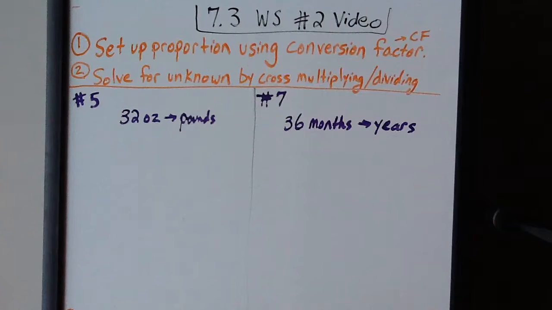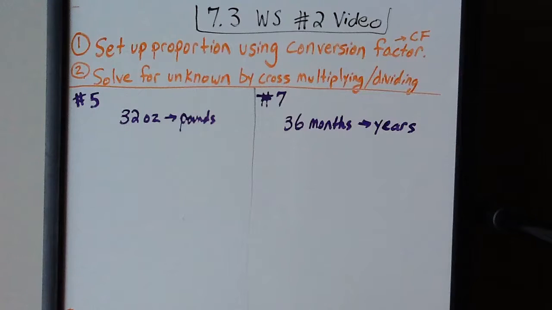Okay, 6th grade, this is the 7.3 worksheet number 2 video. We're going to do numbers 5 and 7. To convert these, we need to, number 1, set up a proportion using a conversion factor, which I'll label CF for conversion factor. And then number 2, we need to solve for the unknown by cross multiplying and dividing.